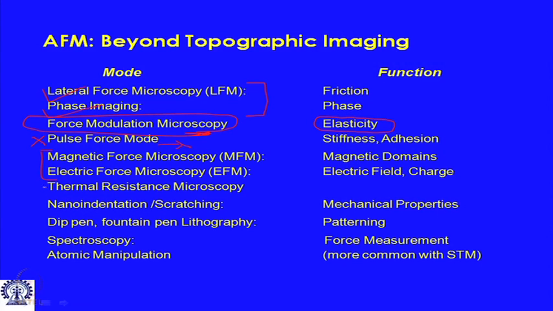Then there can be other types of microscopy like thermal resistance microscopy, nano indentation and scratching, and then we will discuss this a little bit in detail. Dip pen nanolithography for patterning of surfaces. Okay. We mentioned that one can also measure the force between two surfaces using an AFM. So, I will try to give you an example where these forces can be measured, and we will see that the colloidal probes we talked about a couple of classes before play an important role in measurement of these forces.